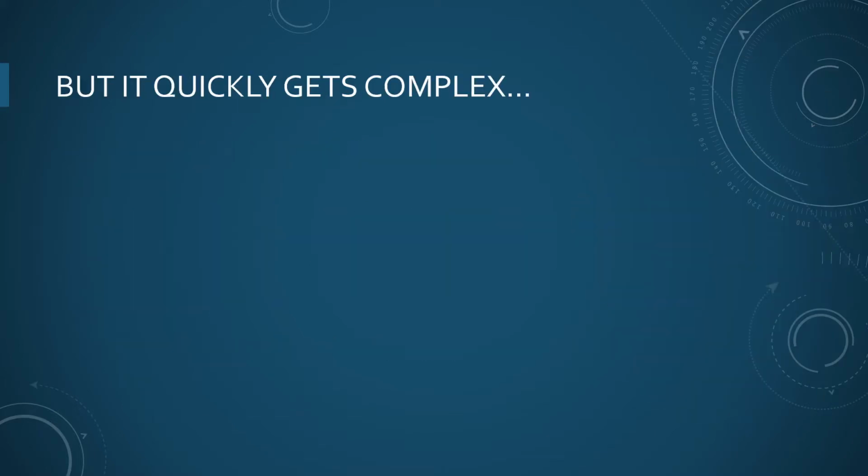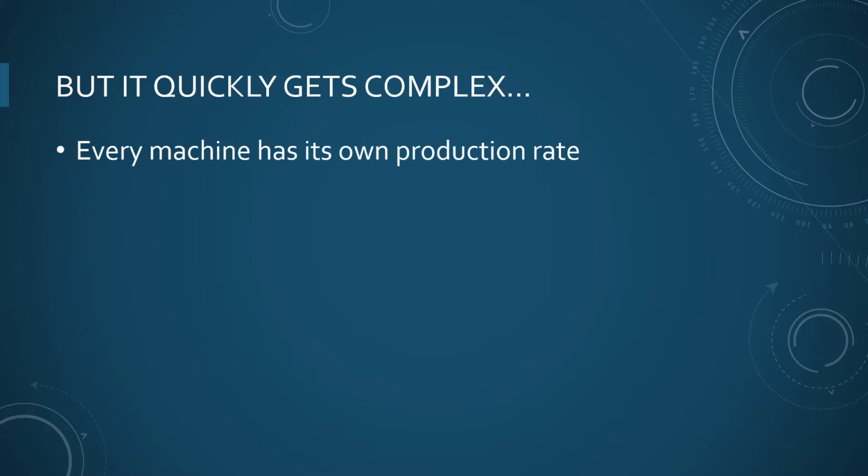So, but it gets complex very quickly. Every machine, of course, has its own production rate. So we know that the press can run approximately X number of pounds per hour, although it's different for every single die. We know the paint line can do approximately X number of square feet or square meters per hour. We know that the packing line on average can do X number of pounds or X number of pieces per hour, etc.